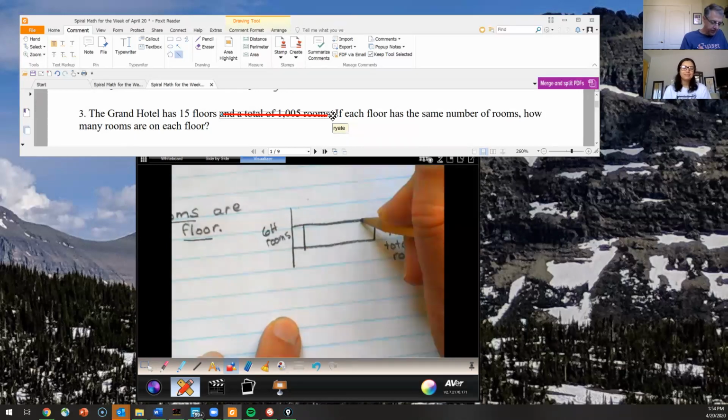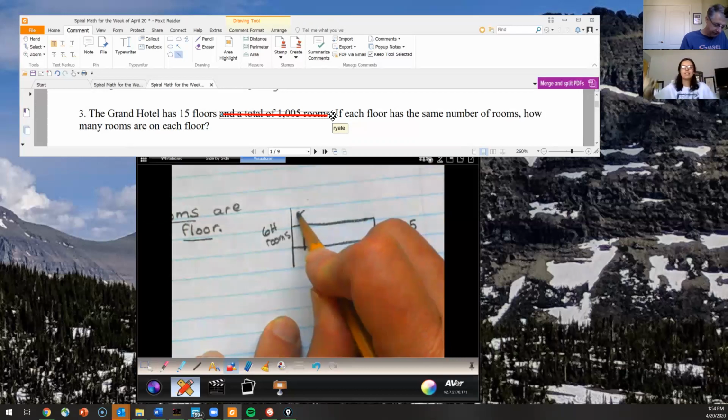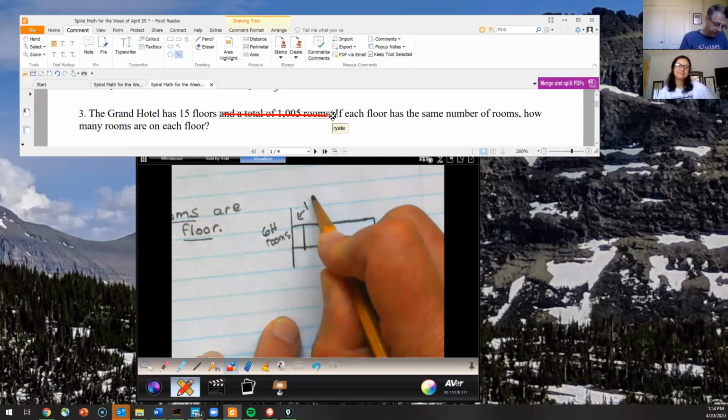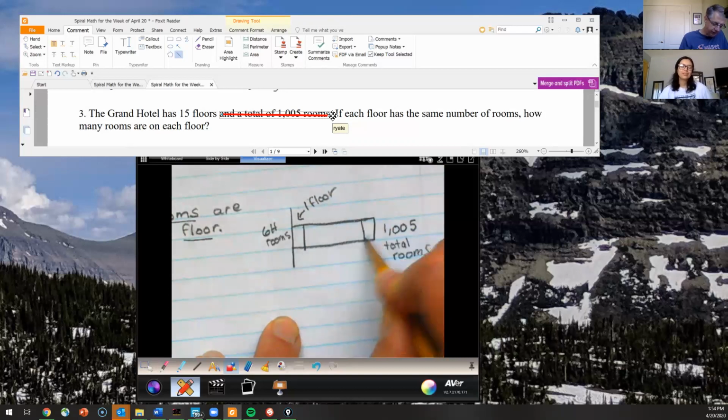Oh, goodness, Miss Garcia, you weren't drawing out all those 15, were you? No, I just did a first one and a last one, and I put 3 dots in the middle. Okay, so I'll put first floor here. And I know my last floor is the 15th floor, so I'll just put 15th right there.